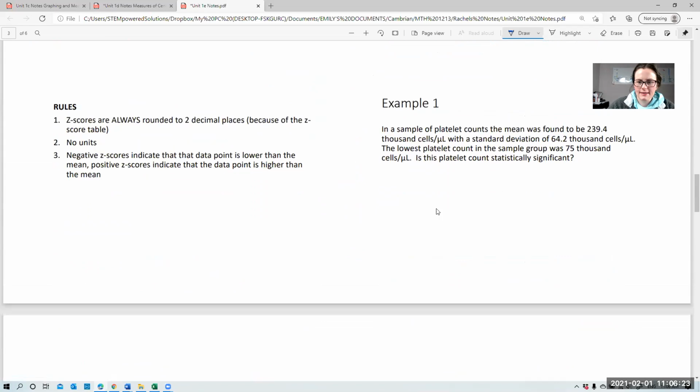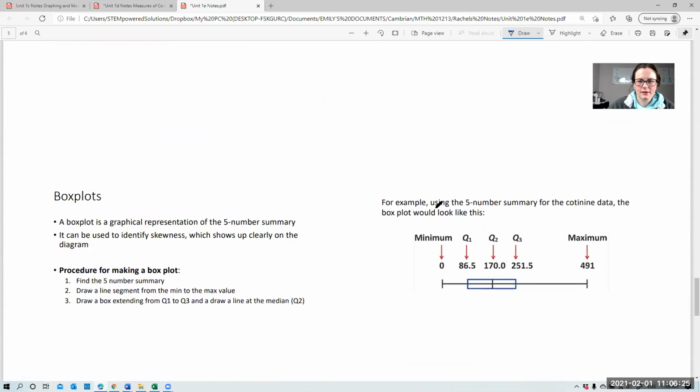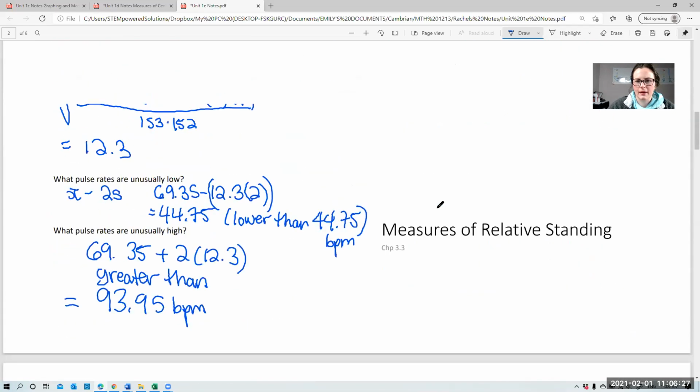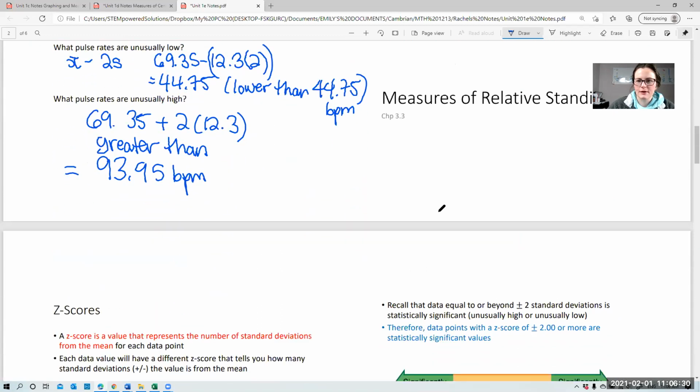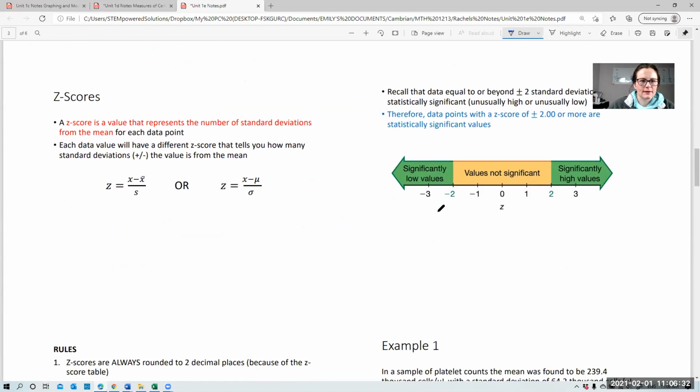All right, with that, let's dive into the next series of topics. Let's see what we can make it through in the next 15 minutes. So, measures of relative standing: Z-scores.